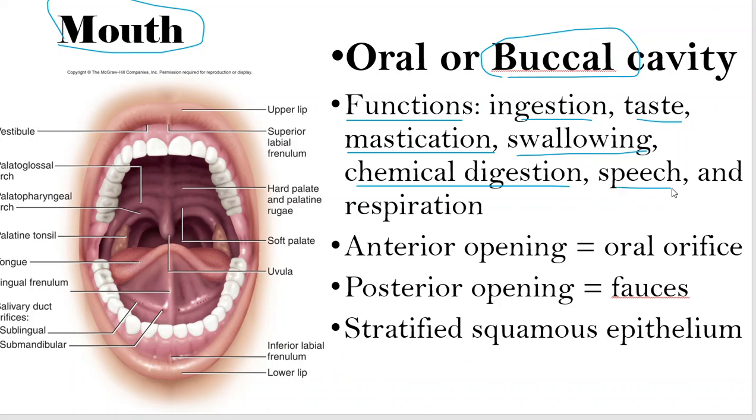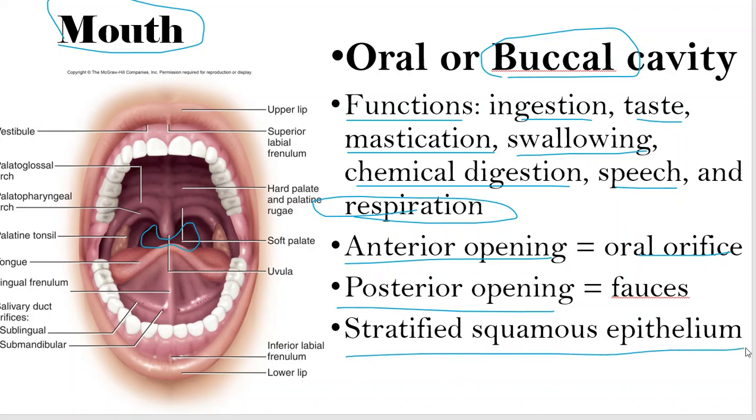We also know the mouth has a role in speech. Respiration, yeah, sometimes, mostly nose, but the mouth can do a little bit on that. Okay, as far as the parts, the interior opening is going to be the oral orifice. The fauces, which is the hole at the back of the mouth, that's all it is, posterior. That's the boundary between the oral cavity and the pharynx.